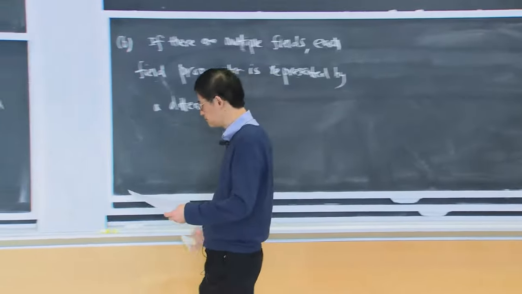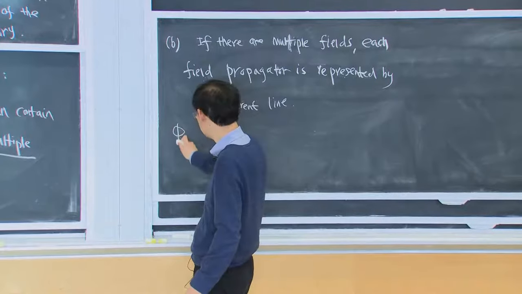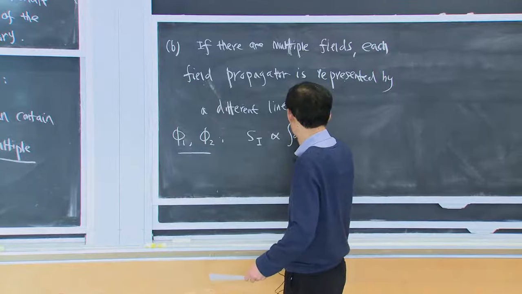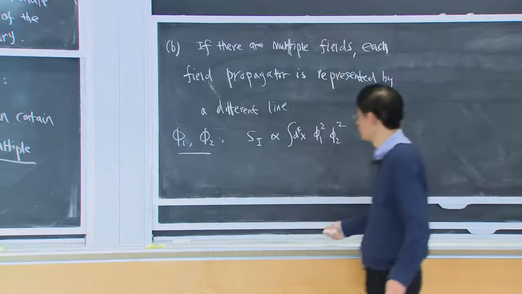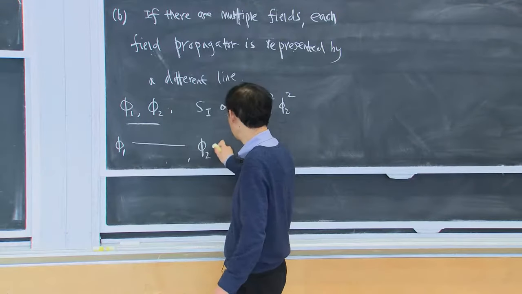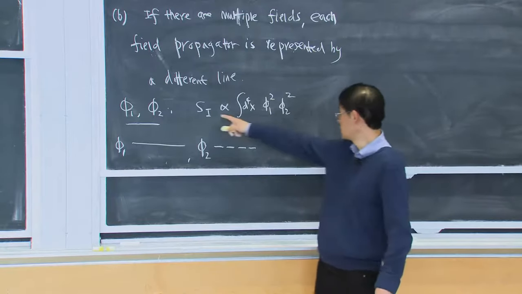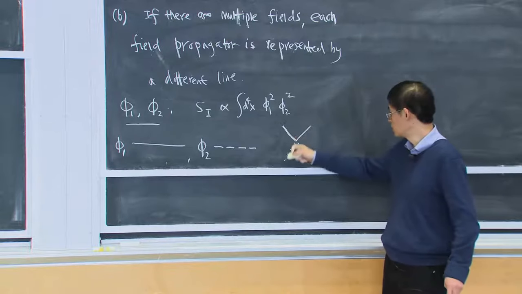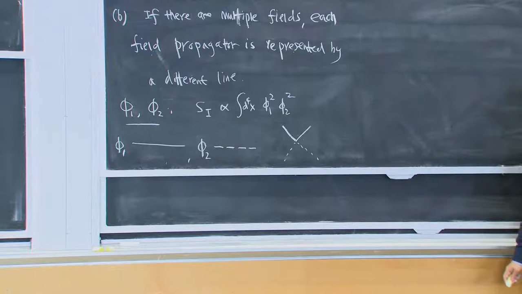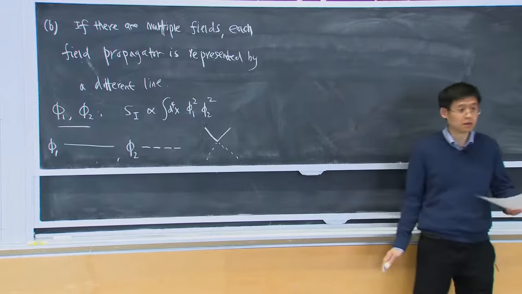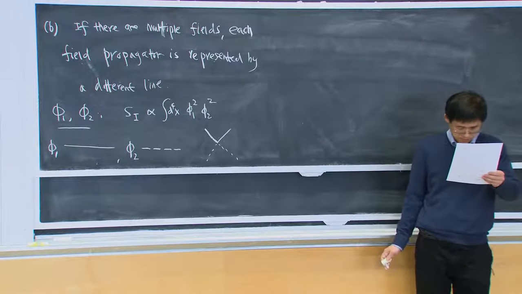For example, if you consider a theory with two scalar fields, phi 1 and phi 2, with SI, say for example, proportional to phi 1 squared phi 2 squared, then you will have a propagator for phi 1 and a propagator for phi 2. Now I can use a dashed line for one of them. And then the interacting vertex will have the following structure: two solid lines and two dashed lines. That's your vertex. You just contract all possible lines according to your Feynman rules. Good.